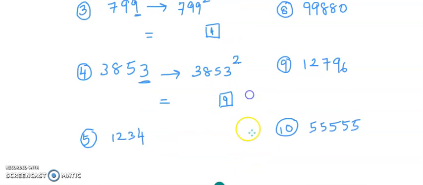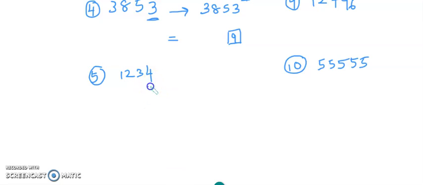Okay, next. Again, what is the last digit here? 4. So if I square it, 1, 2, 3, 4 square. What is 4 square? 16. So the last digit will be a 6. Okay, clear? Next.